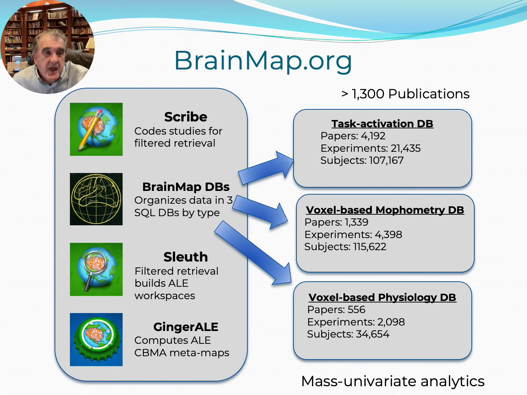The BrainMap applications, Scribe, Sleuth, GingerAle, interact with the databases. Scribe codes data for entry, Sleuth performs filtered data retrieval, and GingerAle performs coordinate-based meta-analysis using activation likelihood estimation. Jointly, they provide meta-analytic maps using a mass univariate approach that is a type of statistical parametric mapping.